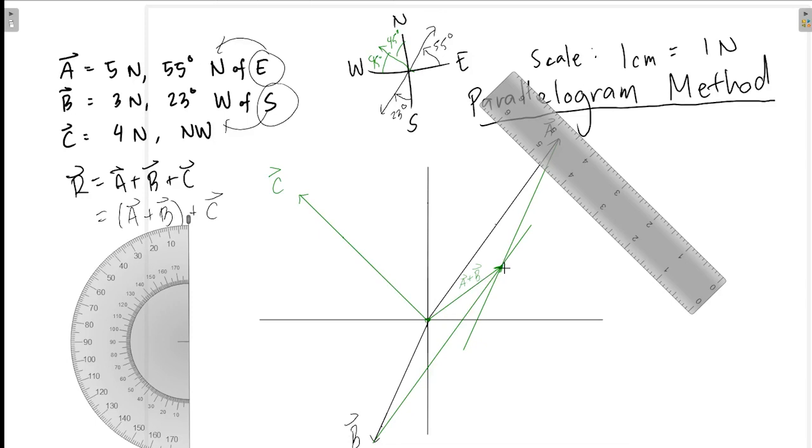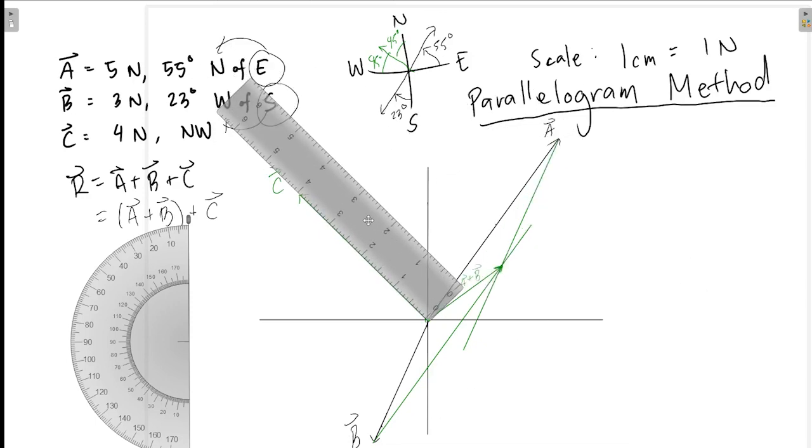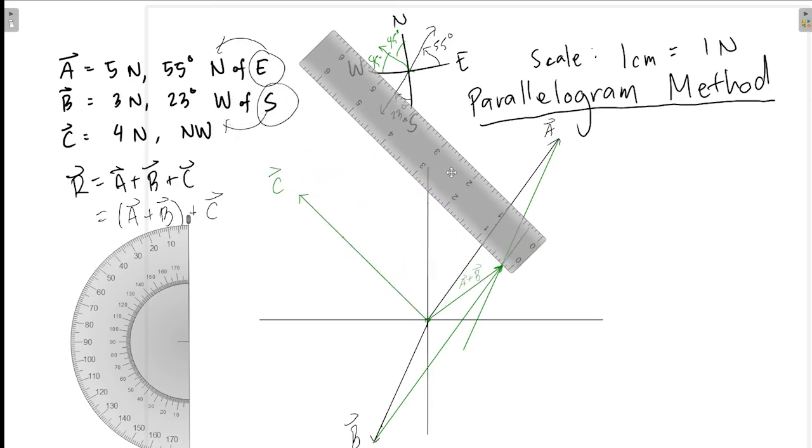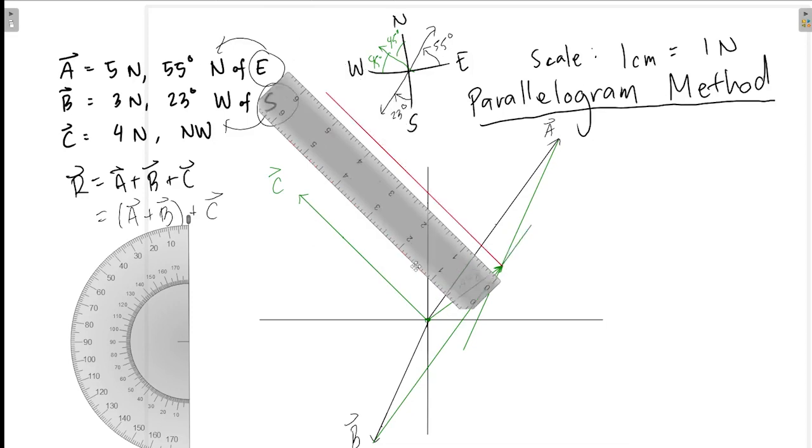So sa dulo ng A plus B, we will draw a line that is parallel to vector C. So this is the direction of vector C. Let's draw a line sa head ng A plus B. It doesn't matter how long, basta meron ka lang line that is parallel. So these two lines are now parallel.